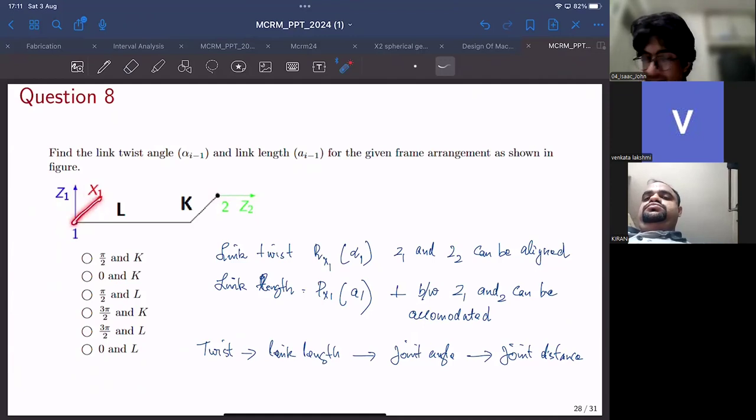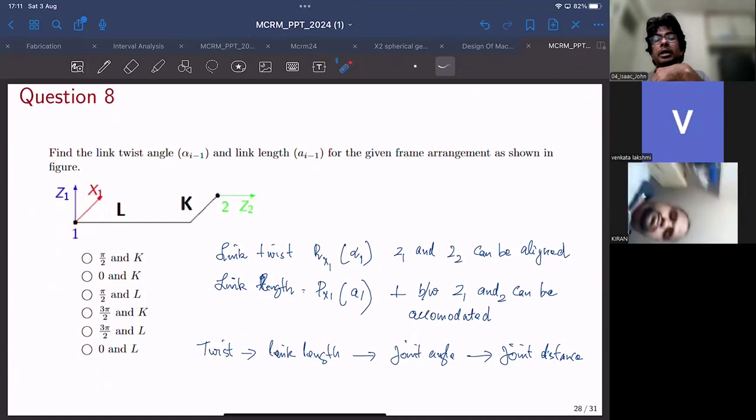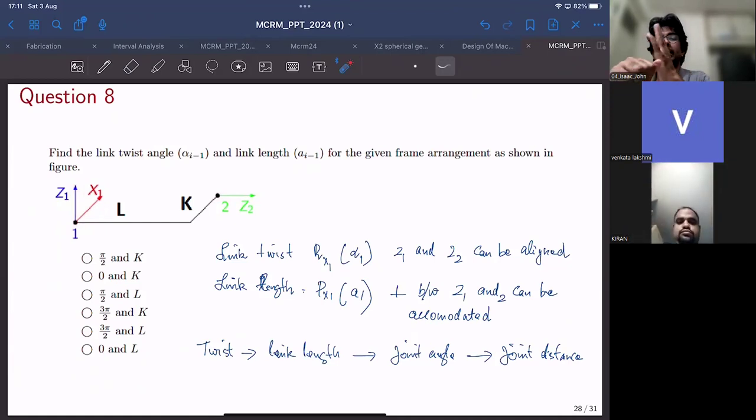And note that X1 is actually out of plane. X1 is perpendicular to the plane. So if you want to rotate X1 perpendicular to a line that is perpendicular to the plane, and you want to rotate it like that, what would be the link twist angle?